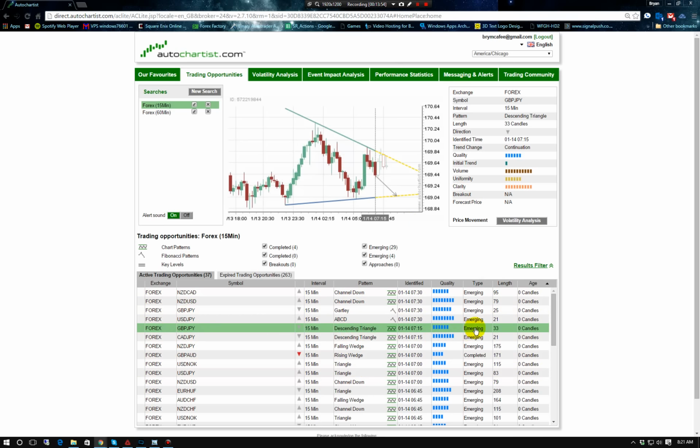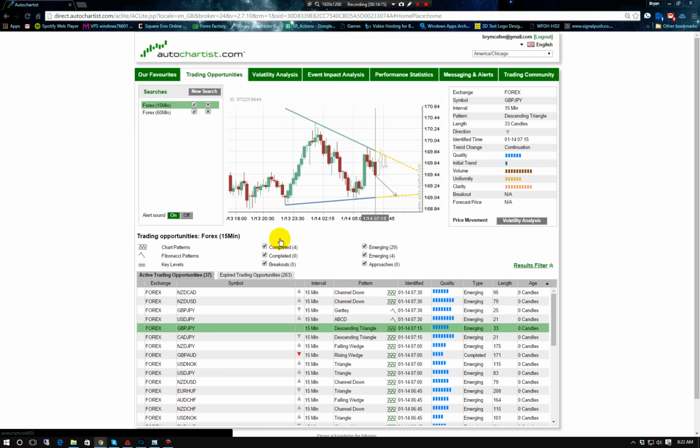It's an emerging pattern, which their statistics don't cover. Their statistics cover only completed patterns, so if you want to trade with their statistics, I would stick to the completed ones. But if you're using it to learn or for trade ideas, mostly what I use this for is trade ideas. I don't use it for alerts.